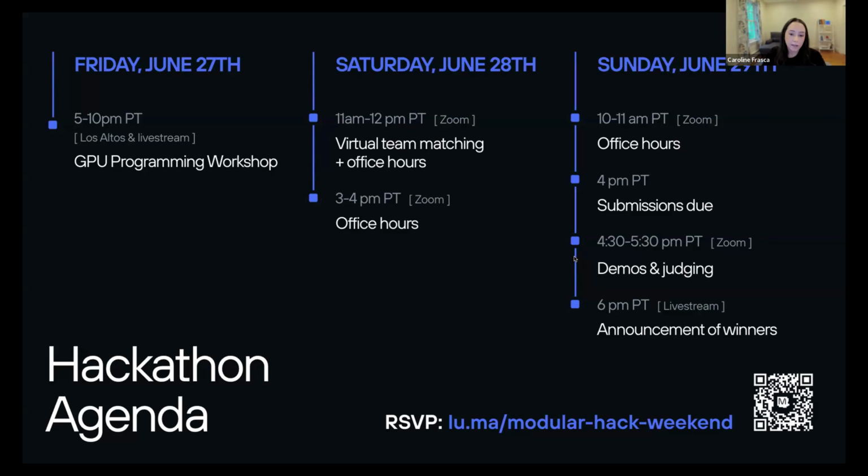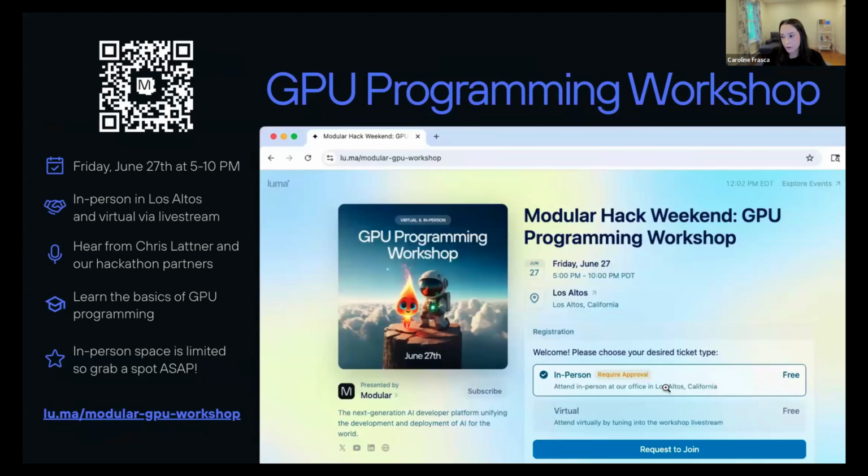We'll also facilitate virtual team matching. So if you're looking for other folks who want to work on your project, we'll help you get connected. And then finally on Sunday, there will be demos and judging that will take place via Zoom, and we will announce the final winners via a live stream. The whole hackathon should wrap up around 6:30 p.m. Pacific time on Sunday. For the GPU programming workshop on Friday, if you are in the Bay Area, you're welcome to attend in person as well, but you can also attend virtually via live stream.